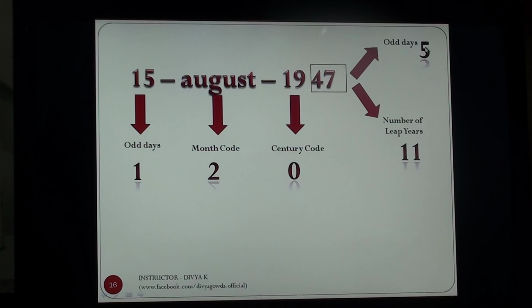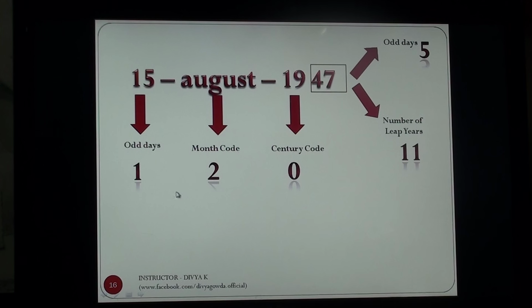First is finding the odd days. How will you find the odd days? 47 mod 7, that means 47 divided by 7, take the remainder. 7 sixes are 42 and 5 remainder will come, so that is the number of odd days you have. And how many leap years would have come? How to calculate leap years? Just take 47 divided by 4 and consider the quotient. 47 by 4, the quotient will be 11 and the remainder will be 3. We are not bothered about the remainder in this case, we just consider the quotient. We have got 11 leap years in these 47 years.